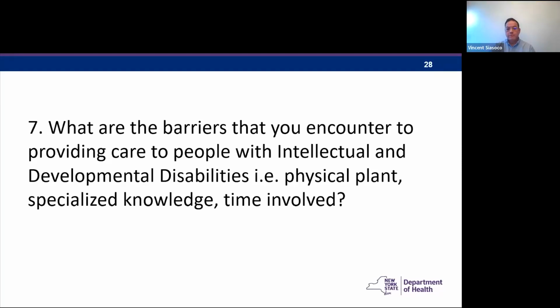Yeah, no, I agree. When we talk about inpatient, outpatient, that's an issue. But I'm also thinking about the barriers and the challenges when somebody goes to the emergency room. I think it can be obviously overwhelming for anybody, but especially somebody with an intellectual or developmental disability.